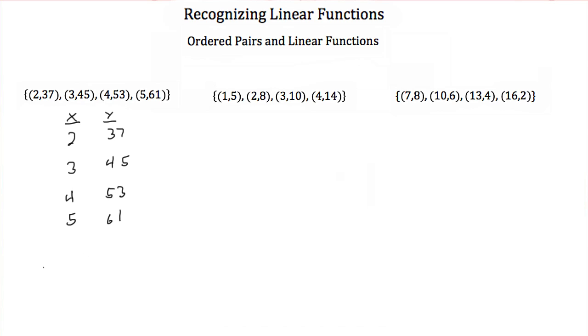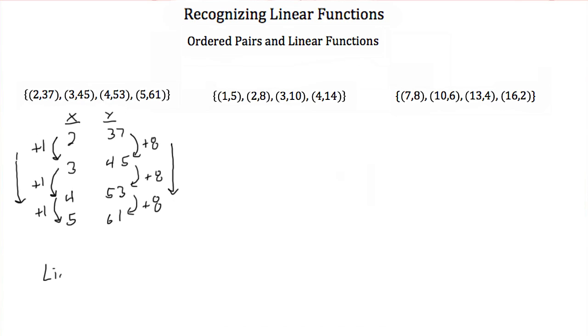So let's look at our x coordinates first. This is an increase by 1, and then again an increase by 1, and then again an increase by 1. And then on the y side, this is an increase by 8, and this is an increase by 8, and then this is an increase by 8. Because x's are increasing by the same amount every time, and our y's increase by the same amount every time, these ordered pairs represent a linear function.